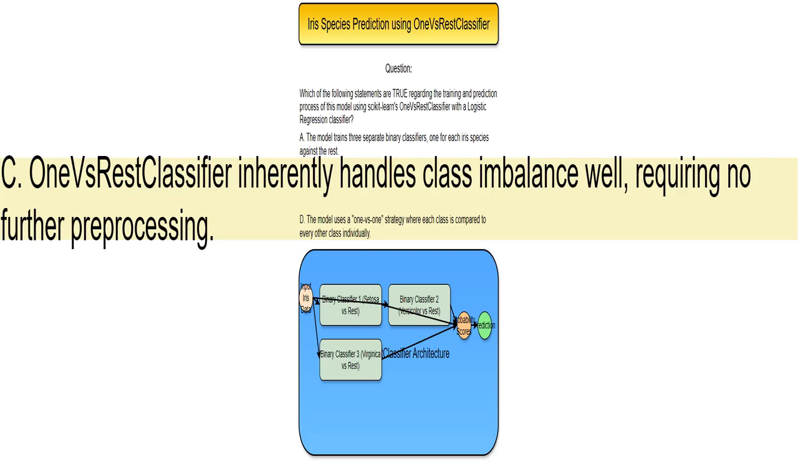Statement D introduces another multi-class classification strategy, 1vs1. Unlike OneVsRestClassifier, a 1vs1 strategy builds a separate binary classifier for every pair of classes. For this three-class problem, this would involve three classifiers.